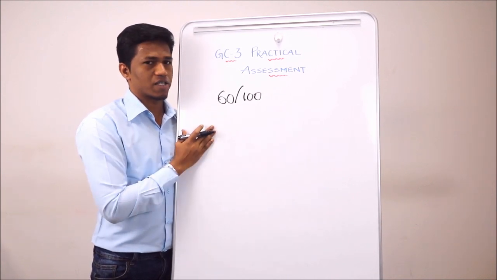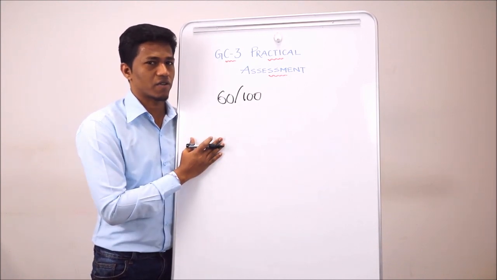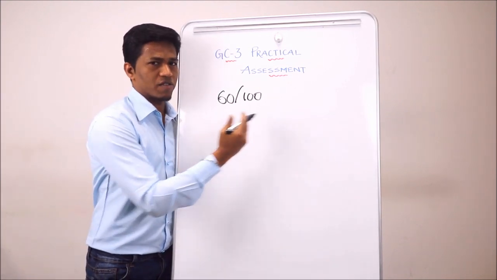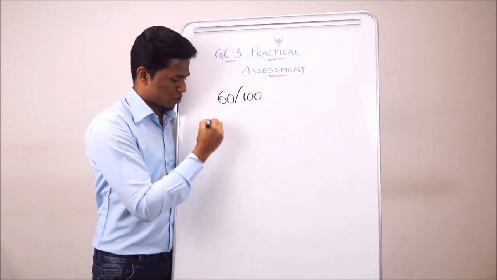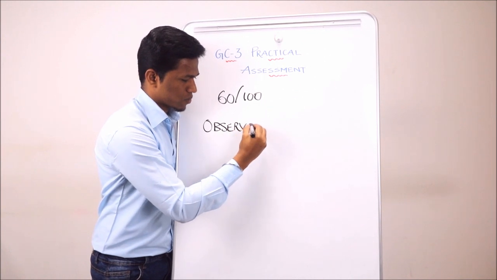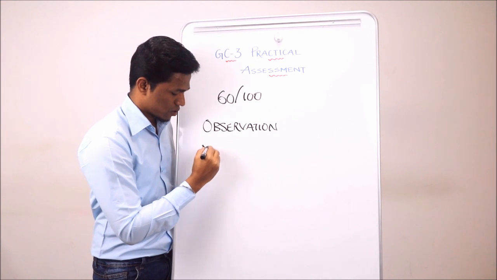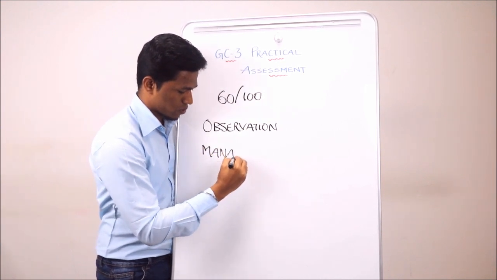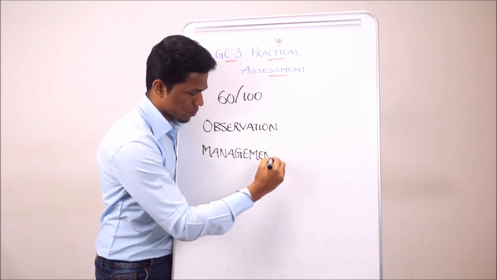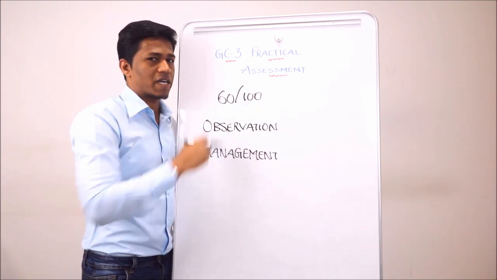We'll get started with the other sections we're going to cover in this report. When I talk about GC3, we all know it is divided into two sections. One is your observation part, and then comes your management section. These are the two sections that we are going to discuss under this practical assessment.